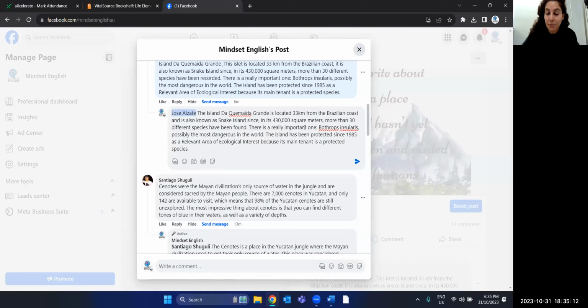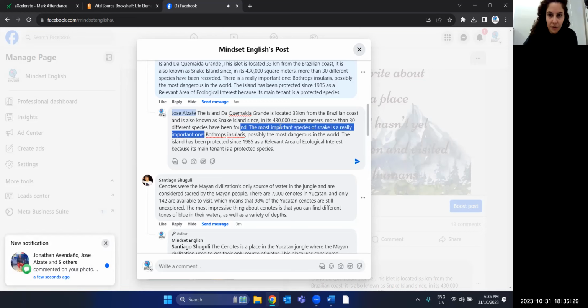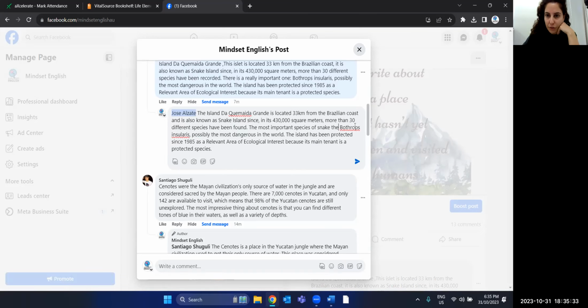There is a really important one. Is that a snake? The most important species of snake, the Bothrops insularis, is possibly the most dangerous in the world.